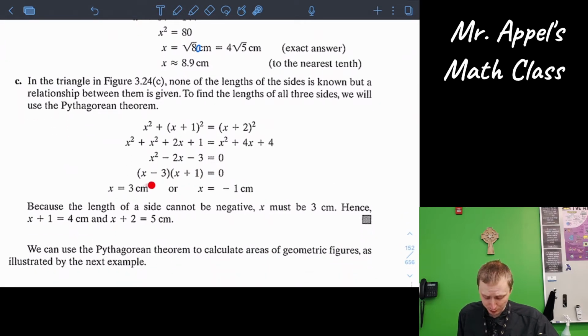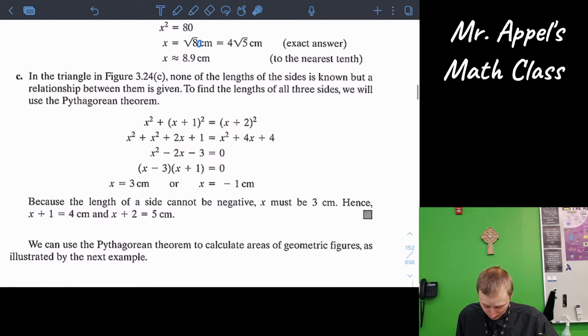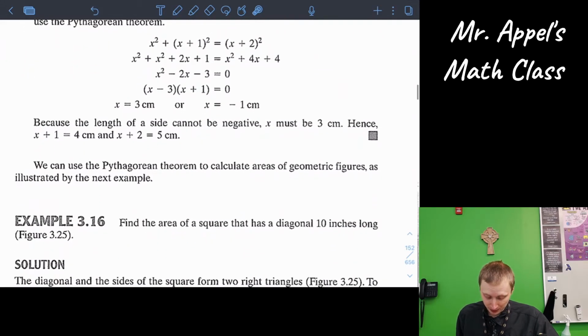Using the zero product property means x must be either positive 3 or negative 1. And again, because the length of a side cannot be negative, x must be 3 centimeters. Thus, x plus 1 is 4 centimeters, and x plus 2, of course, is 5 centimeters. Now, we can use that Pythagorean theorem to calculate areas of geometric figures as illustrated in the next example. Let's see how that works.